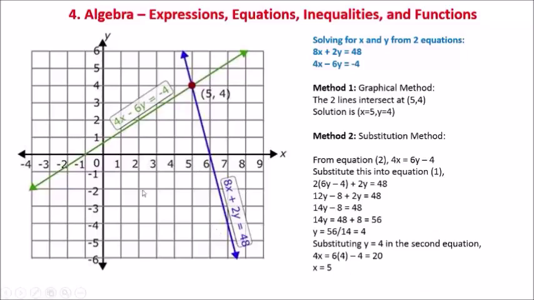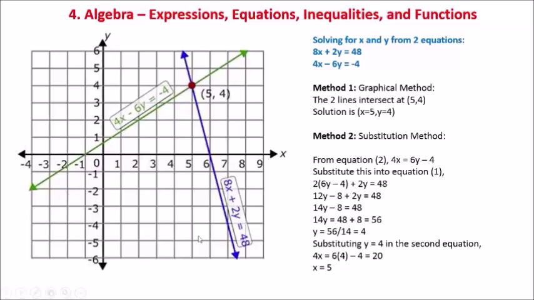What does substitution method really mean? I've got two equations in two unknowns. I don't know how to solve this directly, but I know how to solve an equation. We have solved equations before. If I have only one variable, I know how to solve it. So what I need to do is substitute from one equation into another equation so that I make this equation in one variable.